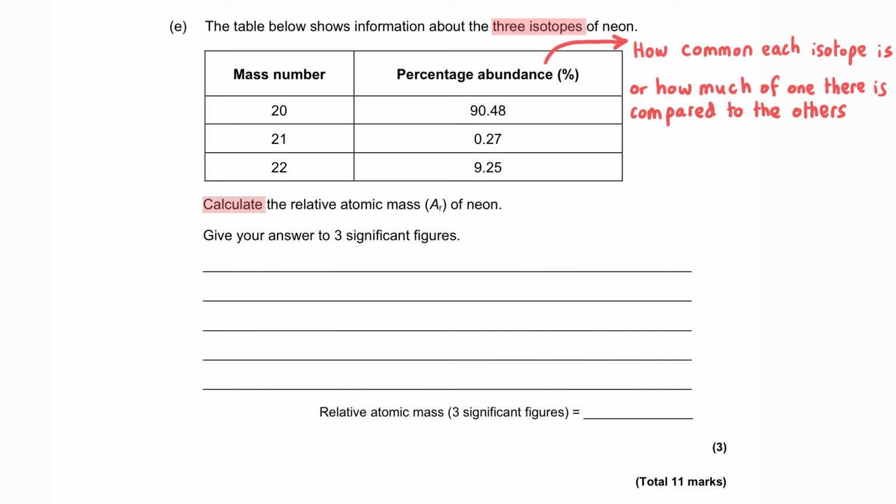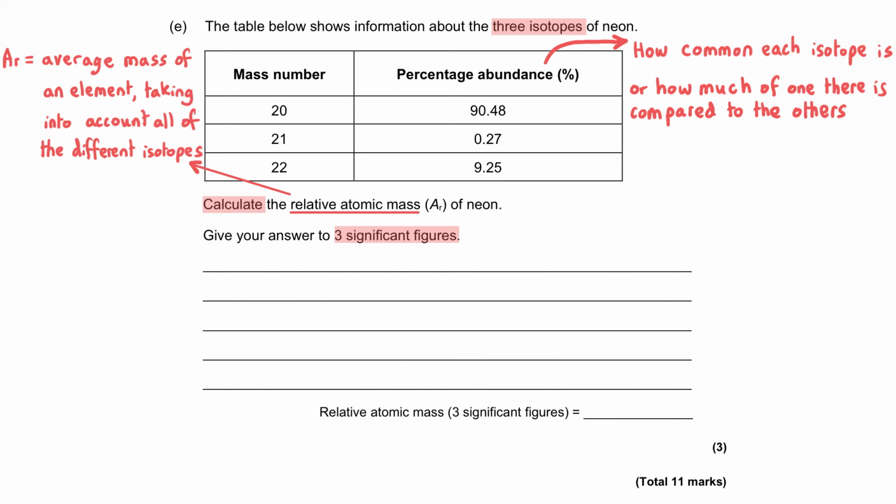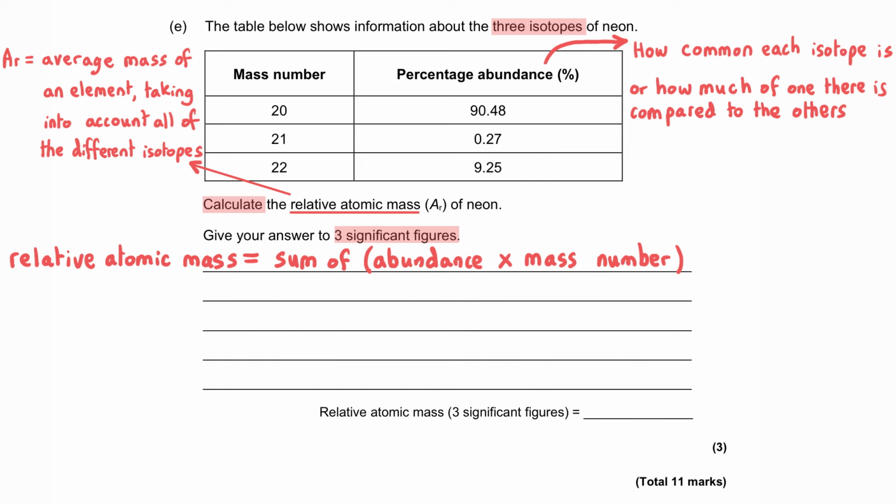And we've been asked to calculate the relative atomic mass, Ar, of neon and give our answer to 3 significant figures. And there's 3 marks up for grabs here, which means the third mark of the 3 is going to be for the correct conversion into 3 significant figures. The relative atomic mass of any atom is the average mass of that atom, taking into account all of the different isotopes that exist for it. And so to calculate the relative atomic mass, you take the sum of all of the abundances multiplied by the mass number for however many isotopes there are for that atom, which is 3 in the case of neon. And then we need to divide that number by the sum of all the abundances, which, when we're working with percentages, is of course 100.